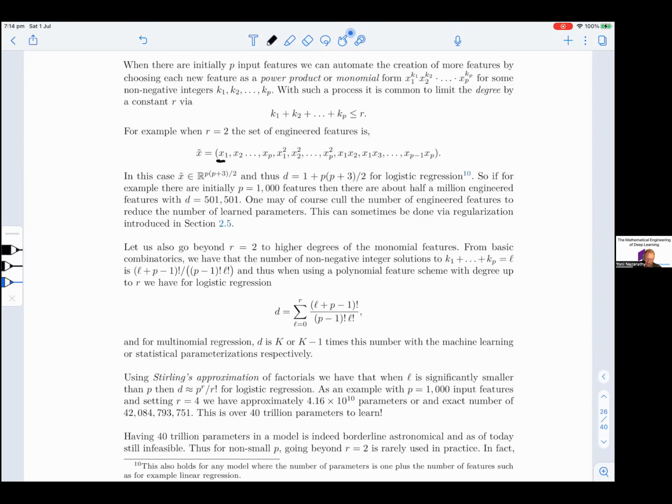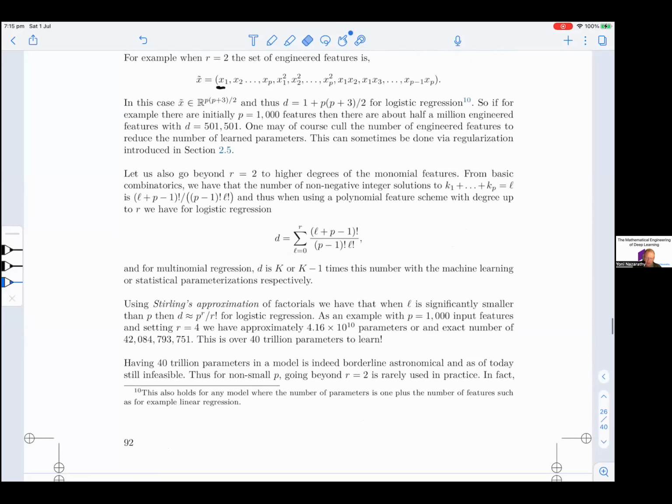And that's when using a polynomial feature scheme with the degree up to r. Now let's sum this expression from L going 0 to r, and that's the number of parameters we'll have. And for multinomial regression, d is K, or K minus 1 if you're using the statistical parameterization, times this number, with the machine learning or statistical parameterization respectively, right? So for multinomial regression, you'll even have more.